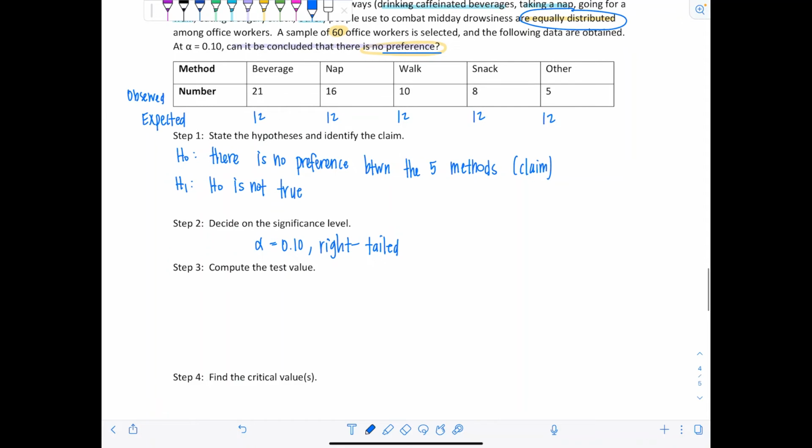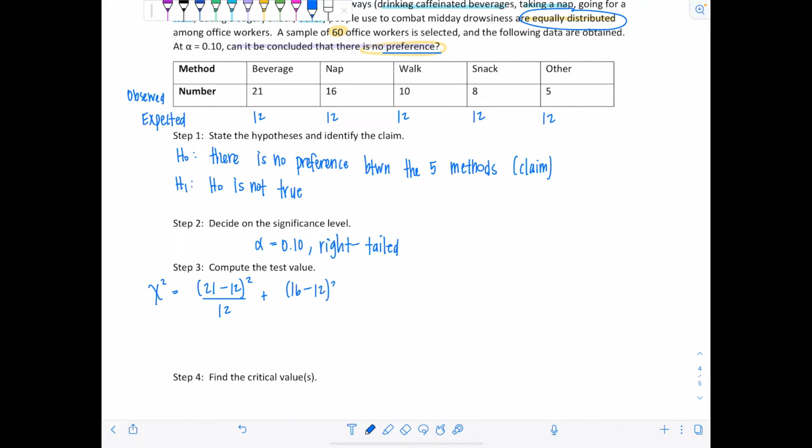And now we're going to compute the test value. So chi-square is the sum of observed minus expected squared divided by expected. So first category, beverages, 21 minus 12 squared divided by 12. Yeah, that's a good one. I would get like a soda or a coffee maybe.